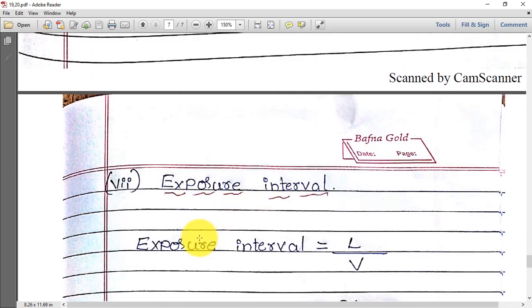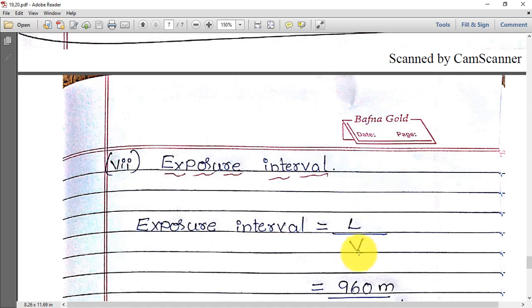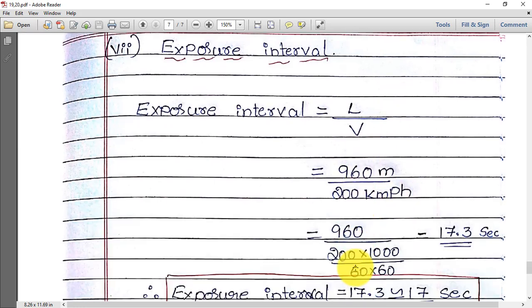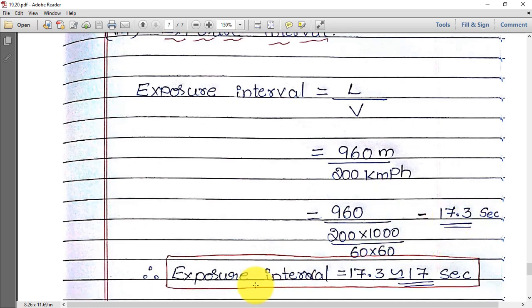Next, seventh one, exposure interval. So exposure interval is given by L by V. So L is 960 that you got from the previous, and V is equal to 200 km per hour given in the problem. So convert kilometer per hour to second. So 960 divided by 200 into kilo means 1000 per hour. Hour to minute is 60. Again minute to second is 60. So you will get 17.3 seconds.